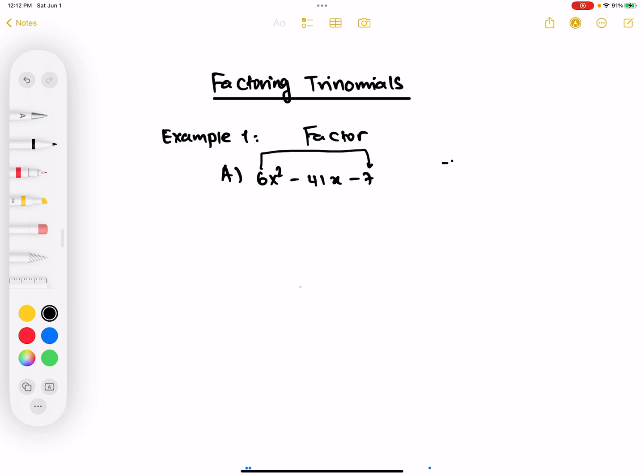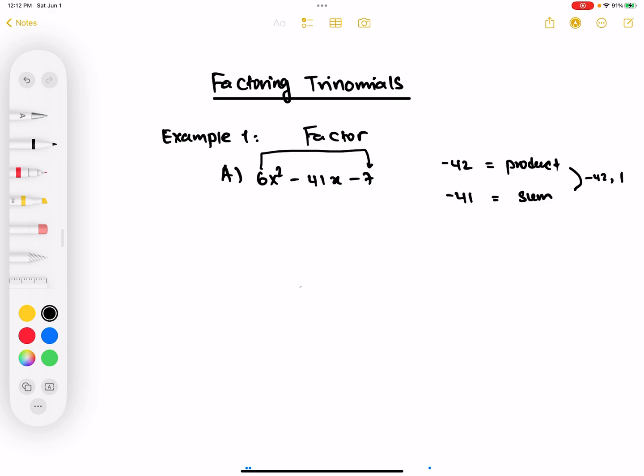and can we get a number that satisfies as a product negative 42, and as a sum negative 41? Can you get two numbers? Yes, we can, which is for example, in this case, minus 42 and positive 1.